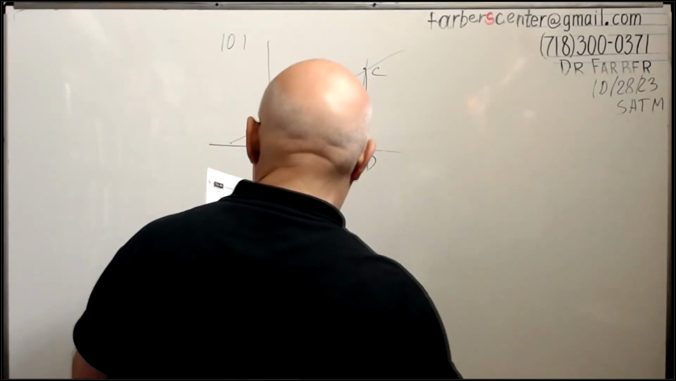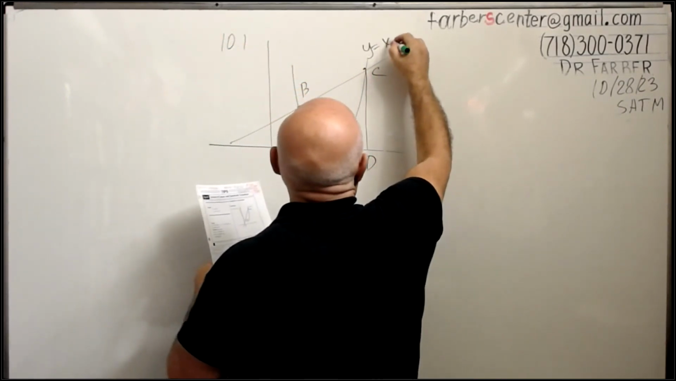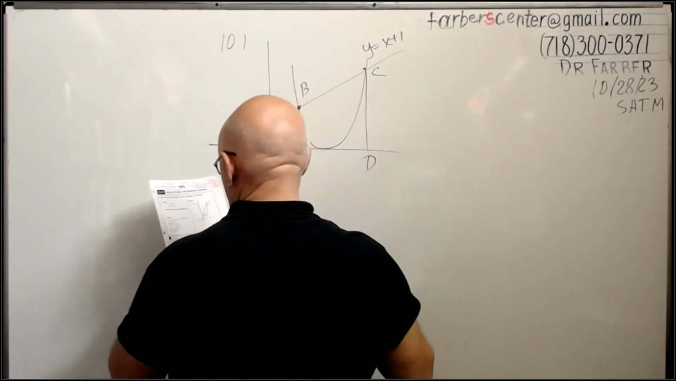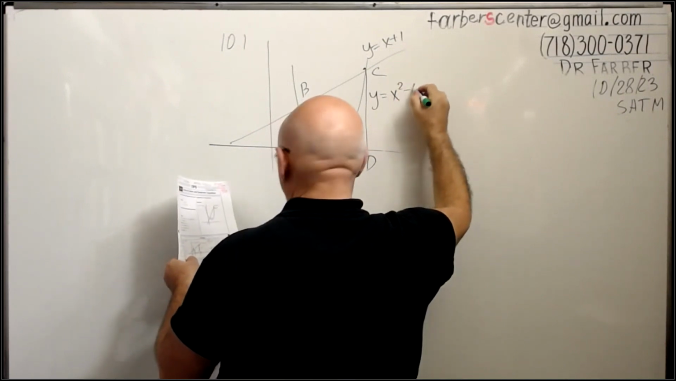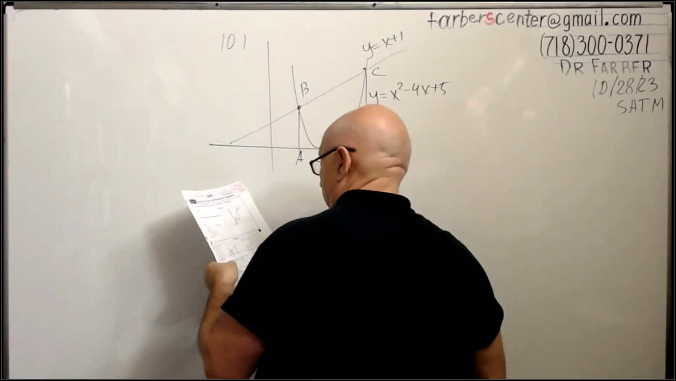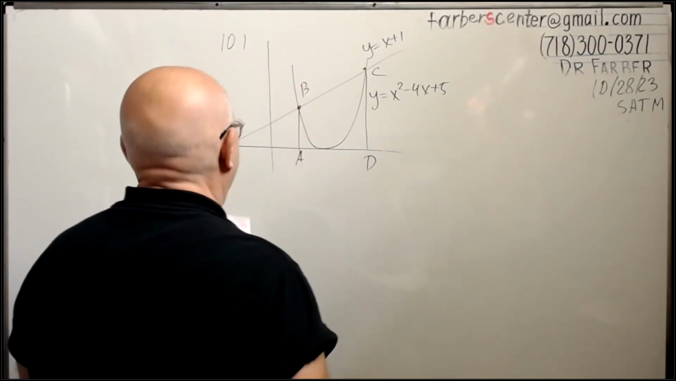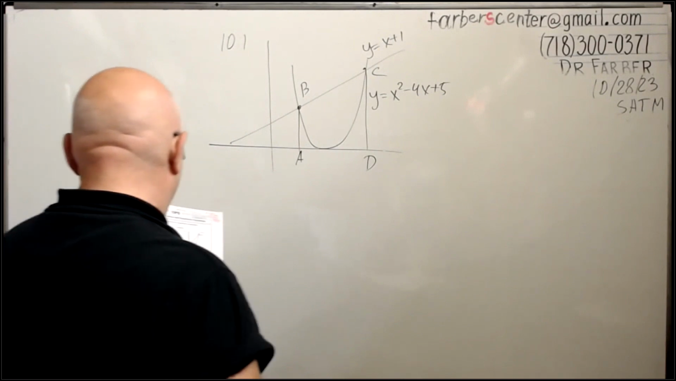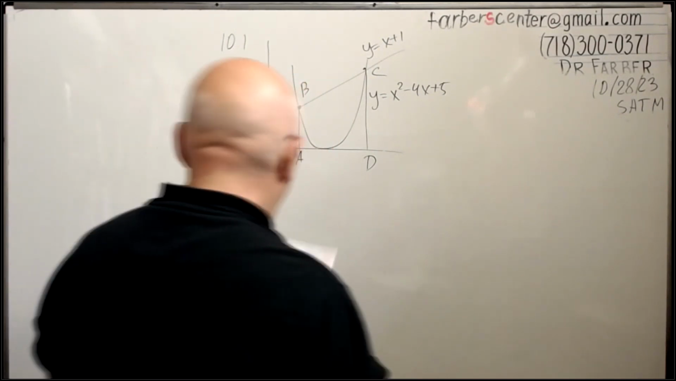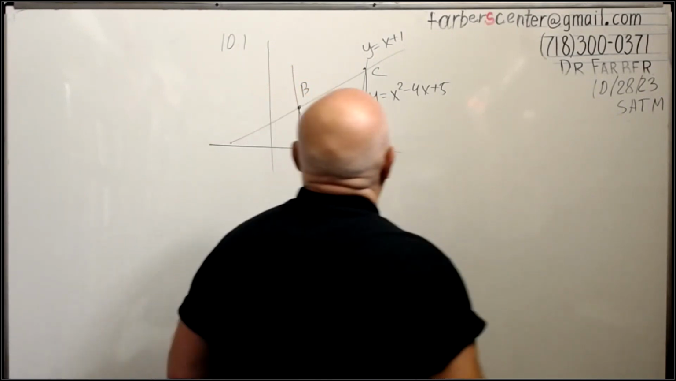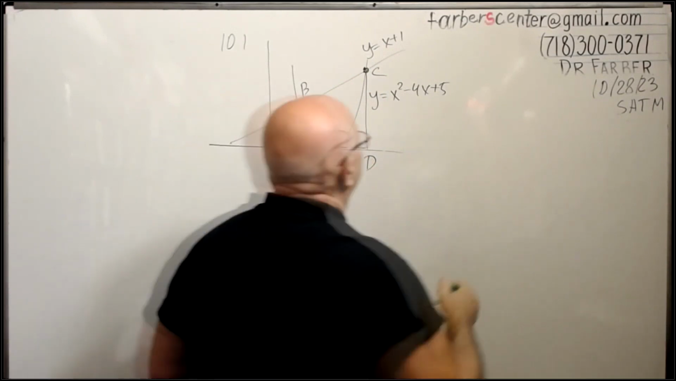Okay. And that's y equals x plus 1. And this parabola is y equals x squared minus 4x plus 5. They ask you to find the area of this trapezoid. Well, we have to find the point of intersection. If two graphs have a common point, you can make them equal to each other.